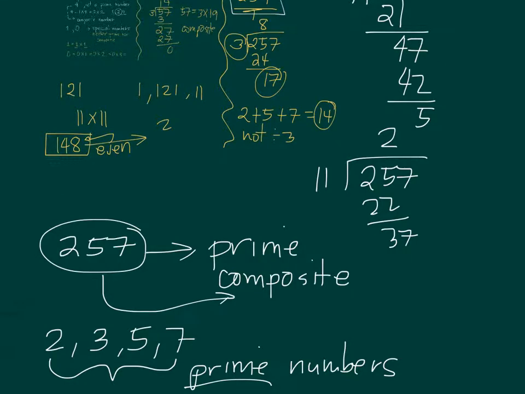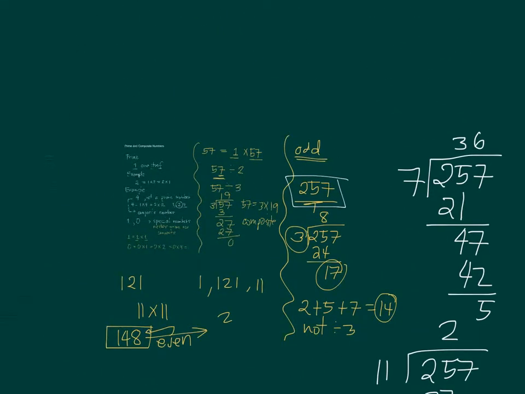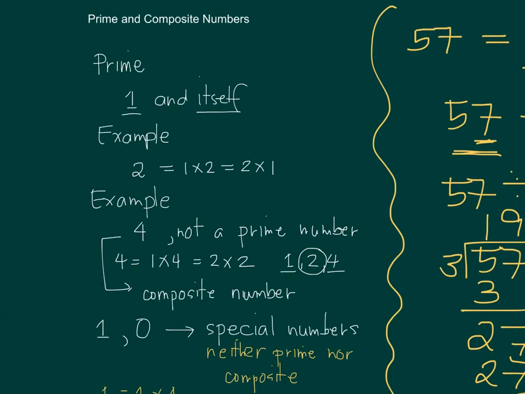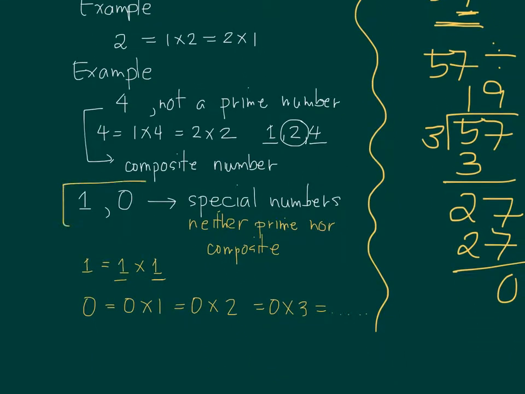But again, let me remind you of the idea of prime numbers. So let's just have a quick review. A number is prime when the only factors of that number are 1 and itself. If that fails, then we say it's a composite number. Now we have to keep in mind there are two special numbers, 1 and 0. They're neither prime nor composite. If a number is not prime, we call it a composite number. So those are the things that you need to know here.